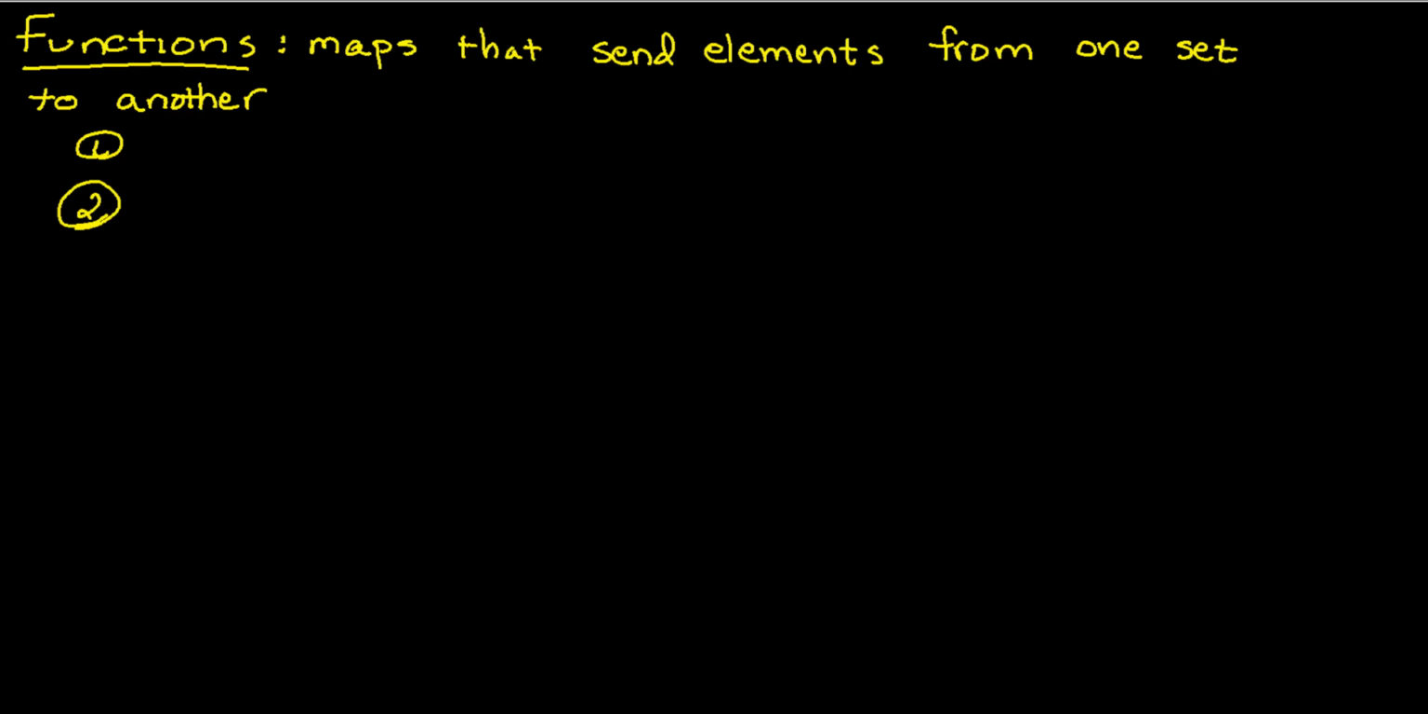A function is a map that sends elements from one set, and we'll be very specific with what we mean there. That's called our domain. That's also known as your input or starting set. So a function is a map that sends elements from one set, our domain, to another set. And that other set is what we'll call our codomain.